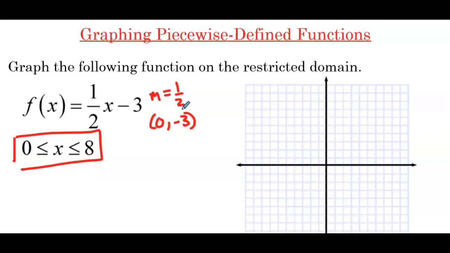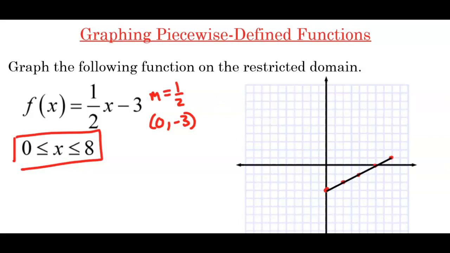Now that actually works out in our favor because the y-intercept is a perfect point to start at, (0, -3), because that's when x equals 0. Now we can still use the slope, we're just going to stop when x equals 8. So up 1 to the right 2, up 1 to the right 2, up 1 to the right 2, up 1 to the right 2. Now we're at x equals 8, so we'll stop plotting points, and we'll connect only the points that we've plotted with a line segment.